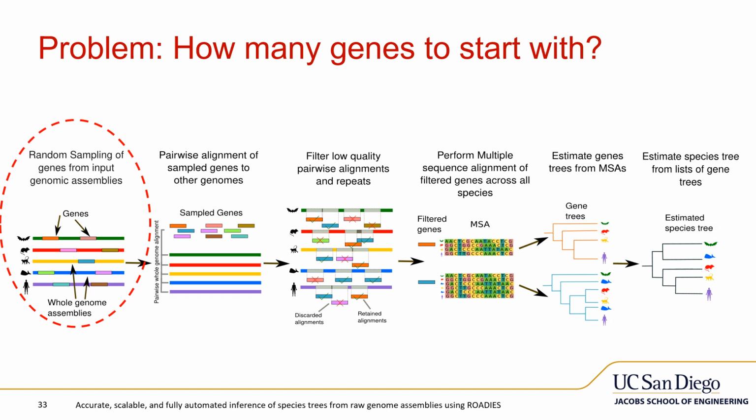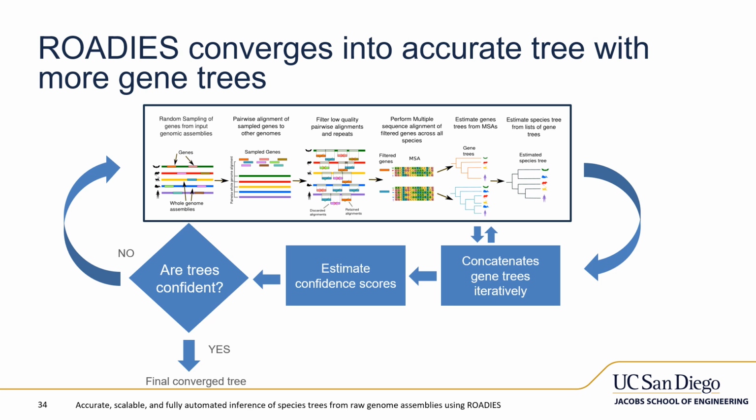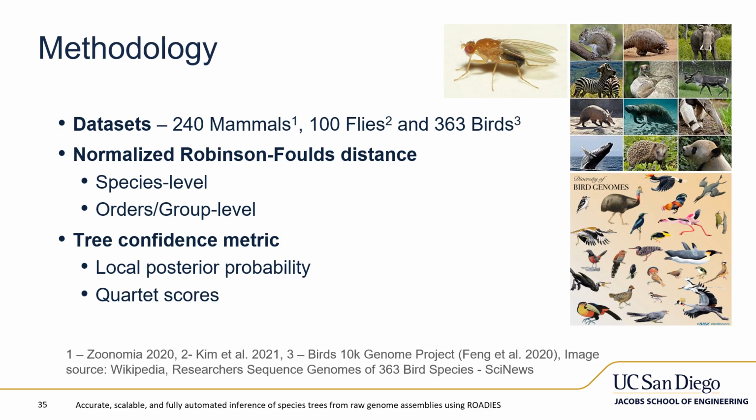Now, how do we know how many genes are optimal for which kind of data set? So for that, we came up with an adaptive algorithm that basically takes tree confidence scores into account. It iterates the entire pipeline of ROADIES multiple times, and at every iteration it keeps track of the final tree confidence. And if the tree is confident, it will stop. Otherwise, it will keep going further and further with more and more gene trees. So the idea here is to get a confident tree with the right number of genes for any kind of data set. So now let's talk about the ways in which we evaluated our results.